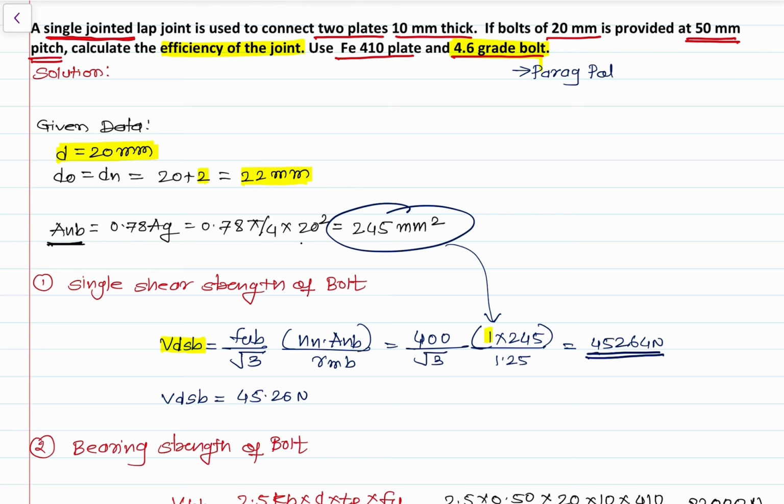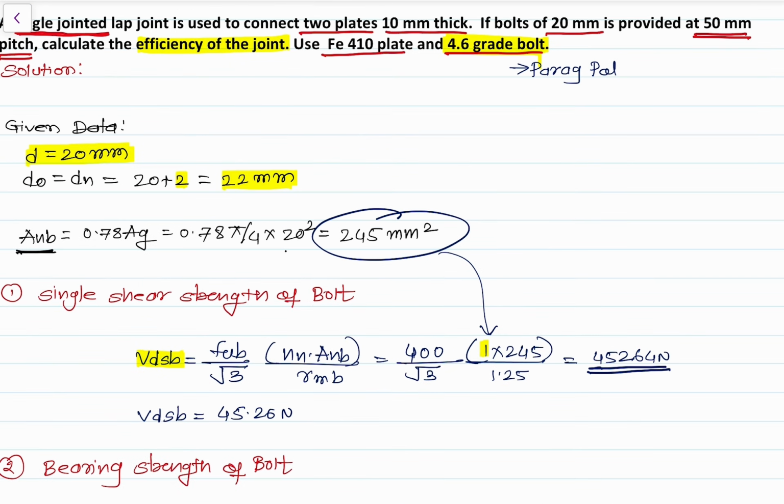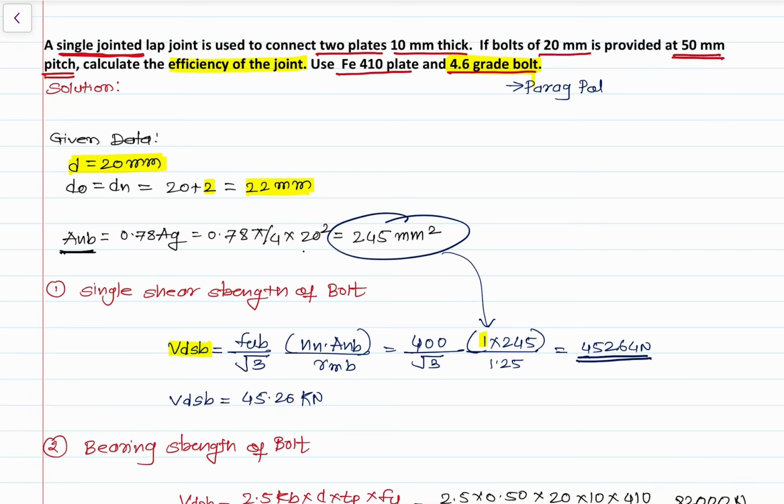Now just convert into the newton. So this is a kilonewton, this is a newton. Let me just make it in kilonewton now. So 45.26 kilonewton we have for Vdsb here. So this is our step number 1.